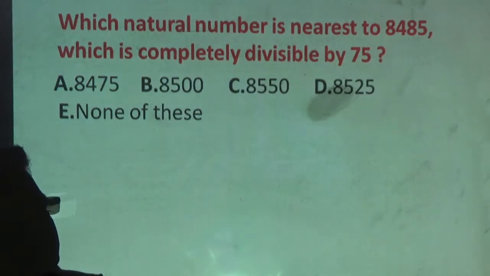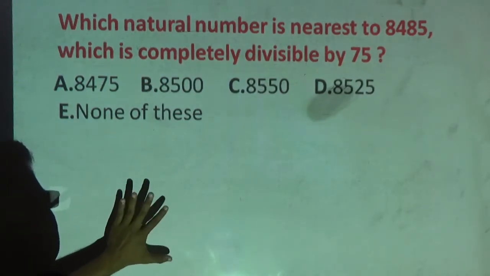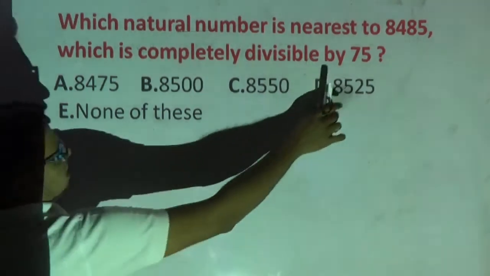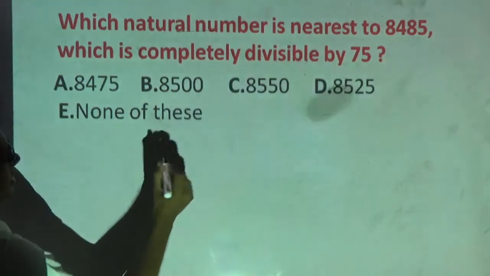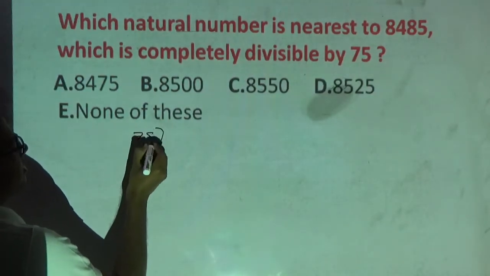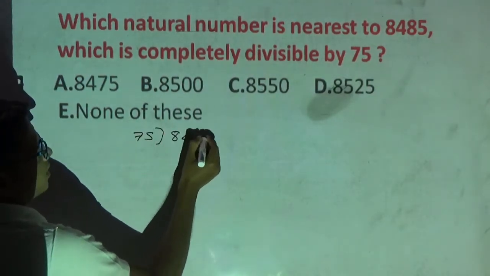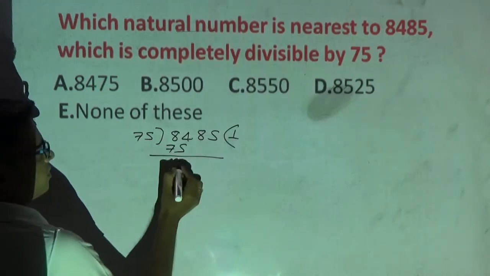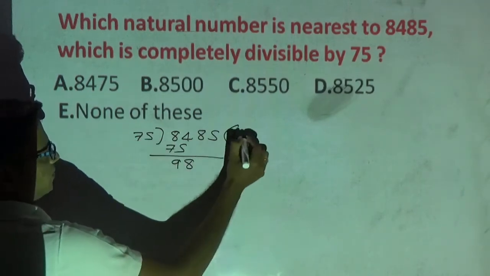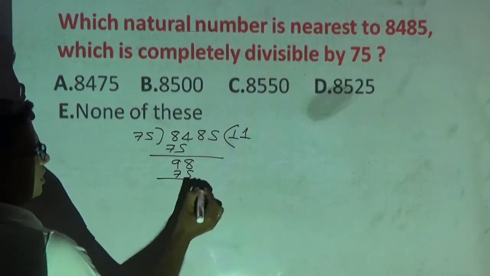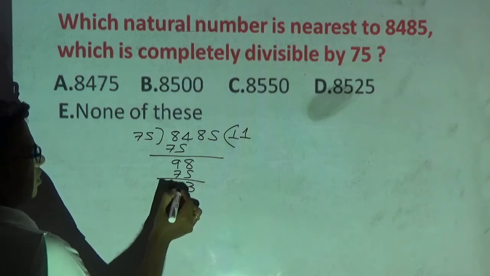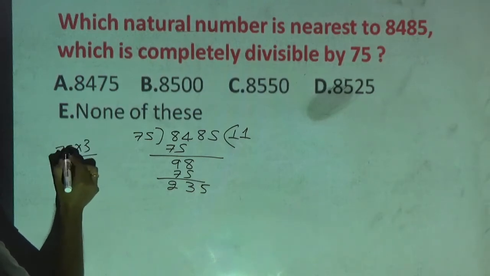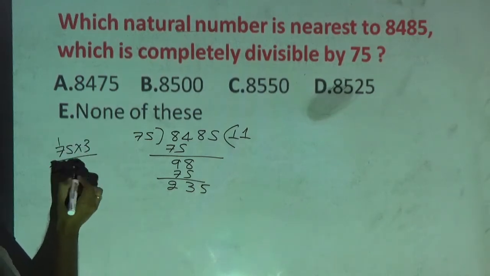Which natural number is nearest to 8485, which is completely divisible by 75? I need to find out the nearest natural number to this that should be completely divisible by 75. So I will divide that given number 8485. 75 1 times is 75. What is left out? 9. Here 8, then 75 again 1 times is 75, this is 3, this is 2, then I will take this 5, then 75 3 times, this is 5 3s are 15, 21 plus 22, 3 times is what?